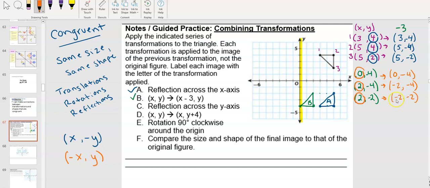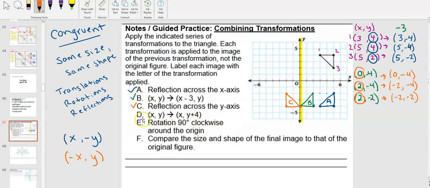So again, I can plot these points, or I can count how far away they are and plot them down here. So my 1 point's going to stay here, negative 2, negative 4, negative 2, negative 2. This is my new reflected image of C. And now I'm going to move on.